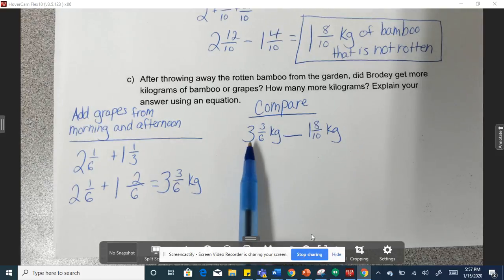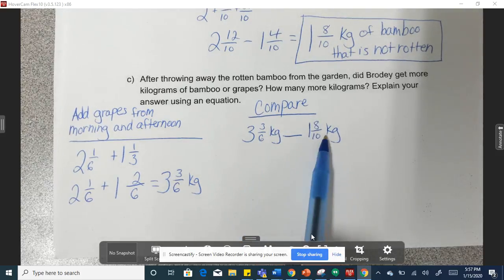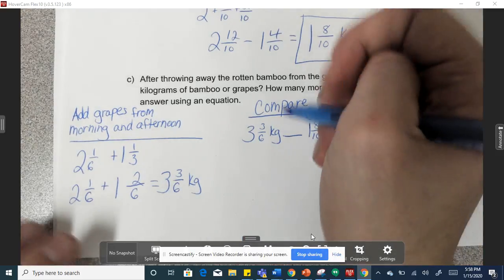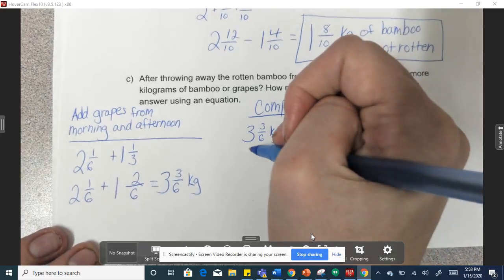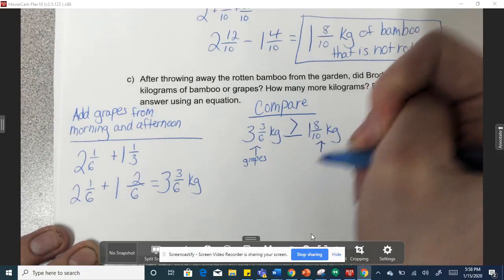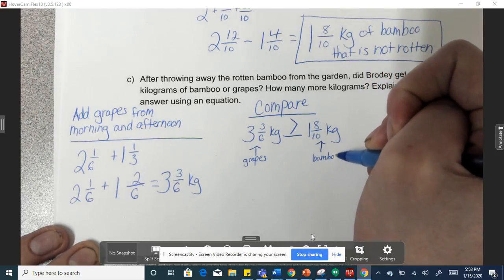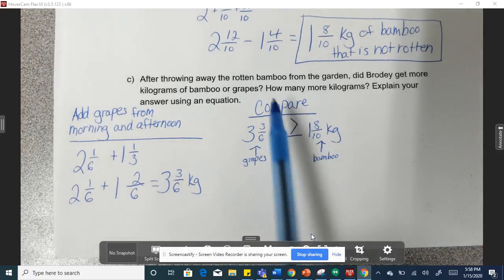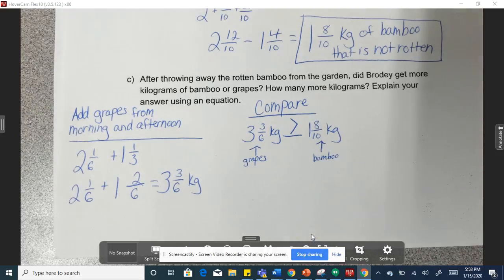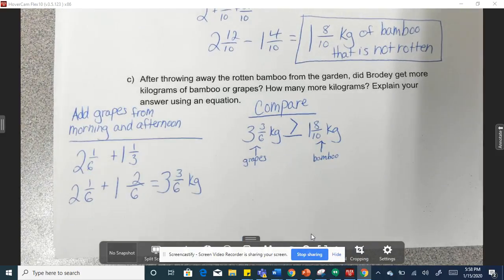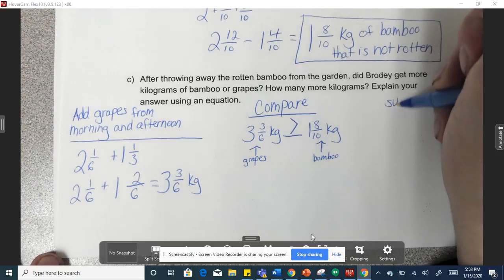All right, so let's see. Well, I don't even have to make common denominators because I can see that 3 wholes is way bigger than 1 whole, so I can see he collected more grapes. So I'm actually going to label this as my grapes, and this is my bamboo. Okay, so I know that he collected more grapes, but look here, it says how many more kilograms. When I first did this, I missed that part and I left it like this, and I'd only get partial credit because I haven't answered the second question. I know that he has more grapes, but how much more?